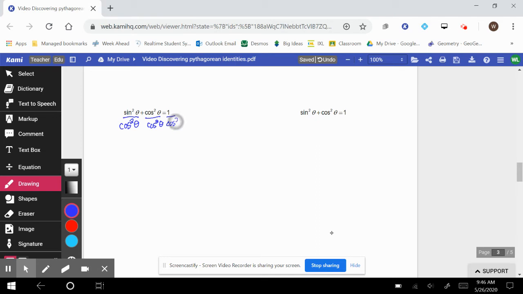And again, golden rule of algebra. If you do it to every part of the equation, you are allowed to do that. So we divide all parts by cosine squared. Sine squared divided by cosine squared is tangent squared theta. Then I have cosine squared over cosine squared. Anything divided by itself is 1. And then 1 over cosine squared. Well, what's 1 over cosine? The reciprocal of cosine is secant.